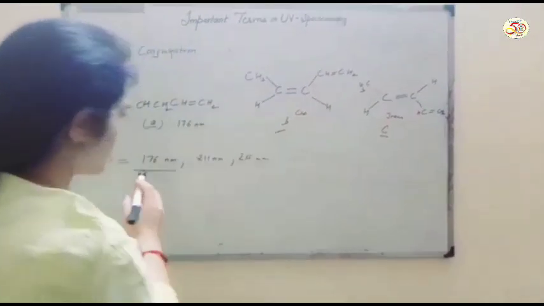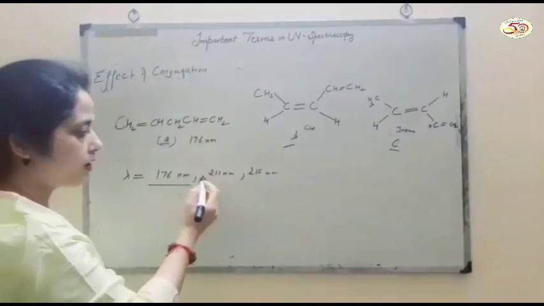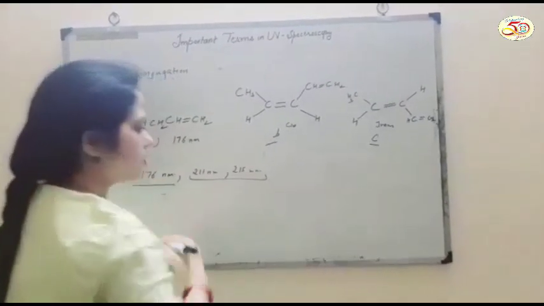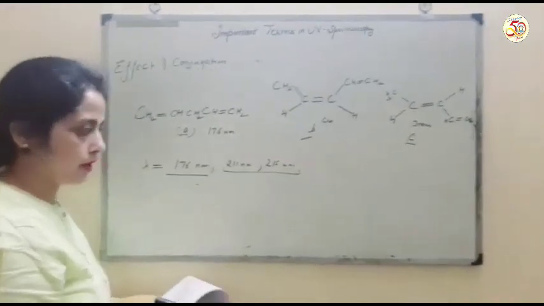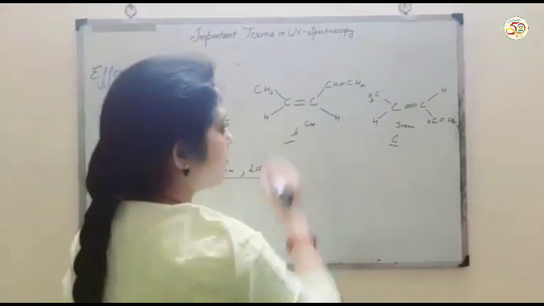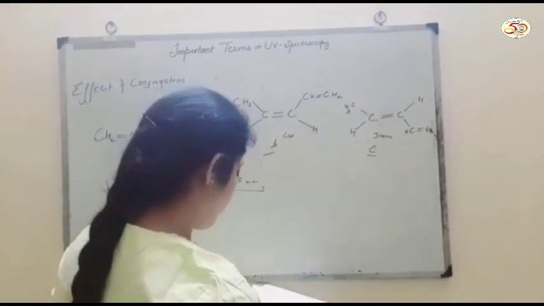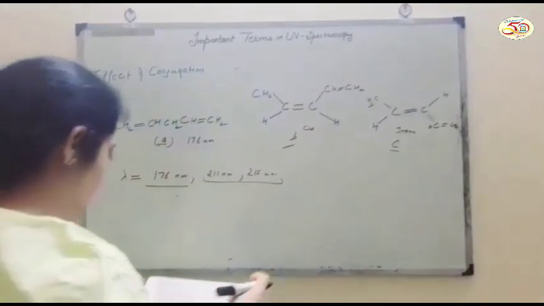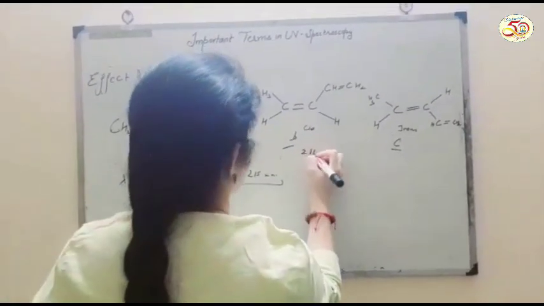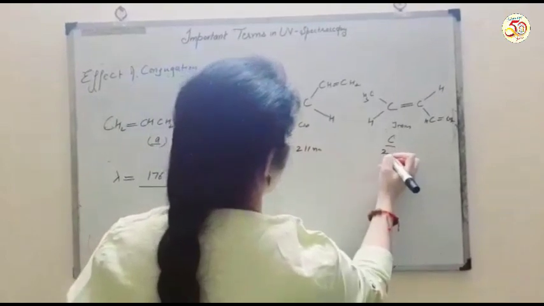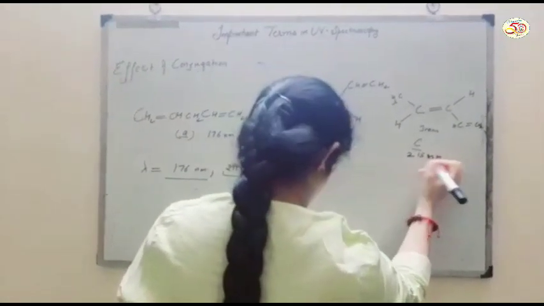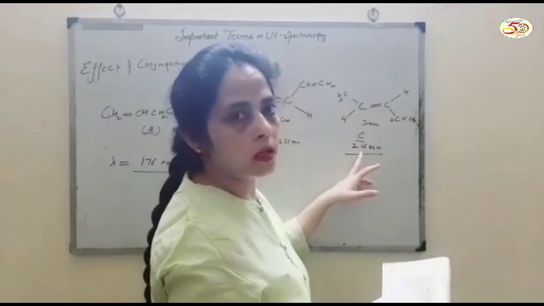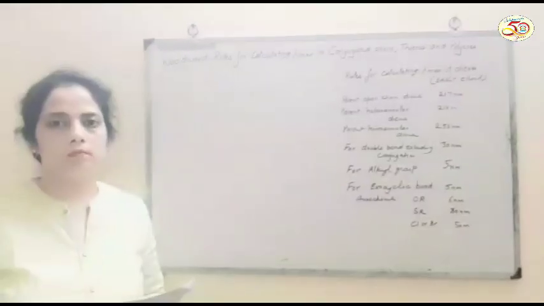We have already classified 160 nanometer. Now we are left with two values, 211 nanometer and 215 nanometer. So B compound, as it is cis, will absorb radiation at 211 nanometer, while C absorbs at 215 nanometer. Lambda comes out to be higher, 215 nanometer.